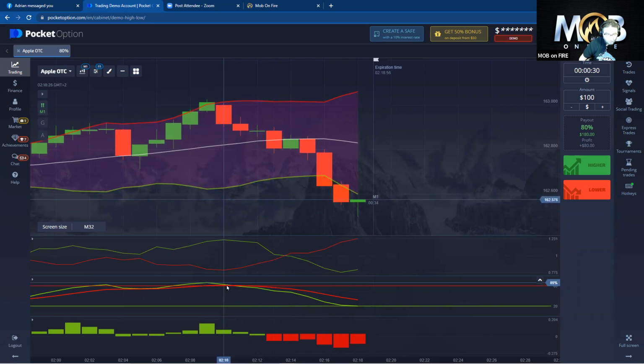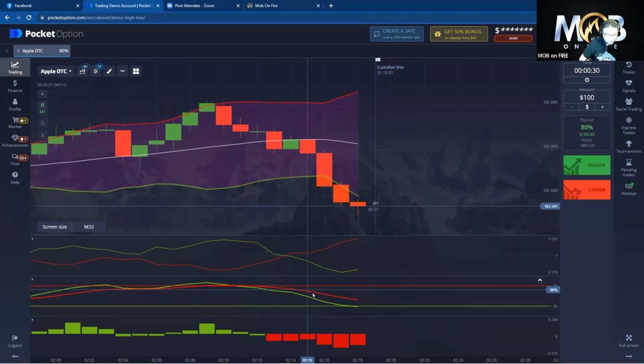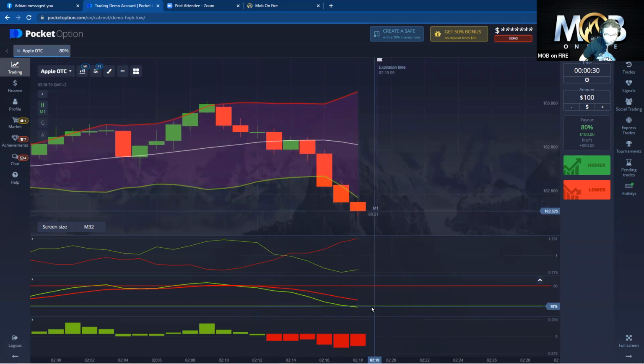The red line on top means the sellers are dominating the market. We're going to wait for it to come out of the 80, and then we're going to ride it down till it gets to the 20, when it is oversold. We're going to wait for it to come back out of the 20 on the way to the 80 so that we can start buying it.